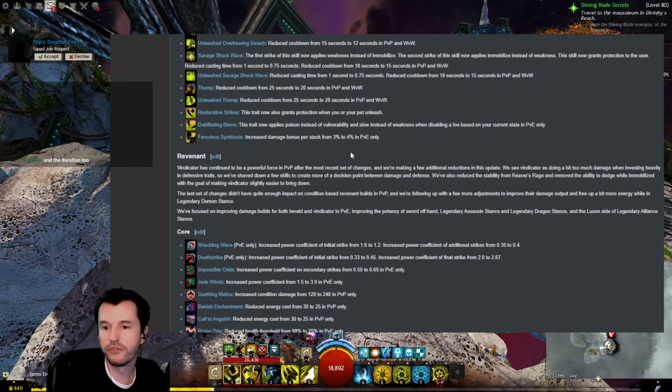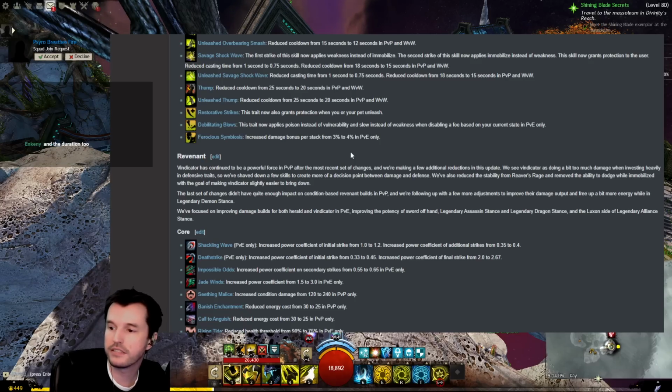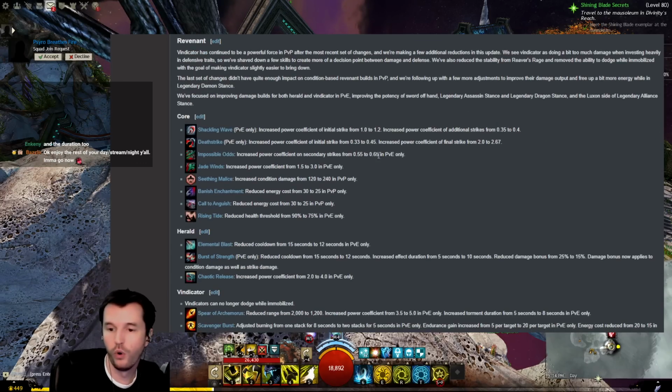We focused on improving damage builds for both Herald and Vindicator in PvE, improving the potency of Sword Offhand, Legendary Assassin Stance, and Dragon Stance, and the Luxon side of the Alliance. So, core Revenant. Shackling Wave in PvE increased power coefficient slightly. Death Strike in PvE increased power coefficient slightly. Impossible Odds increased power coefficient on secondary strikes slightly in PvE. Jade Winds increased power coefficient to double what it was in PvE.